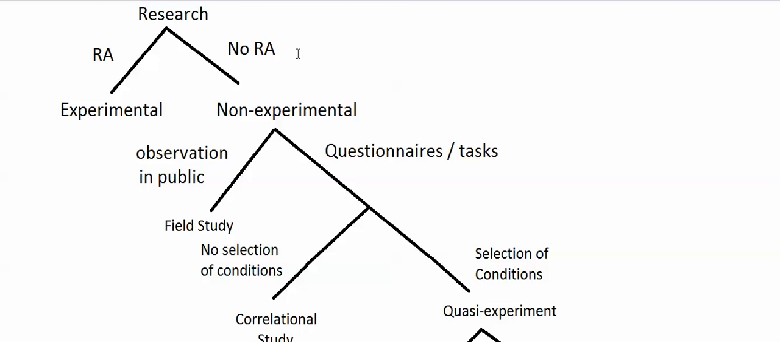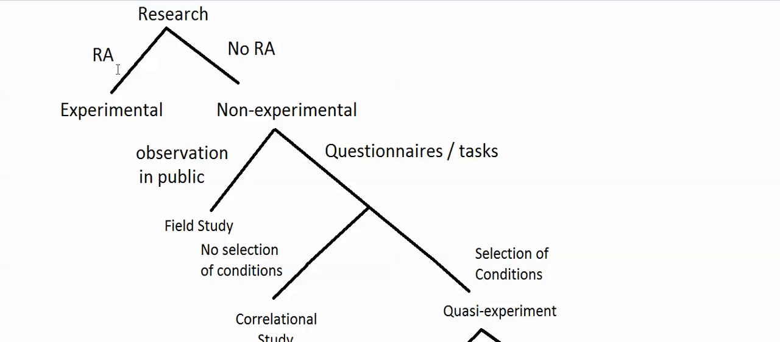This is a diagram of different types of research. If you're randomly assigning your participants to different conditions, meaning to different situations, it's an experiment. In an experiment, the researcher selects the conditions that he or she wants to compare, and then the researcher randomly assigns the participants to those conditions, and then the researcher collects data to look at the effect of the conditions.